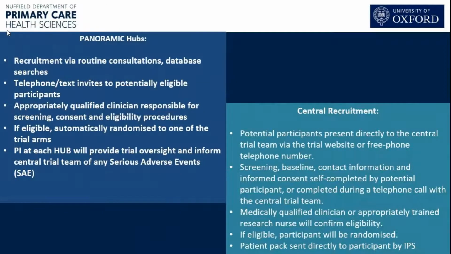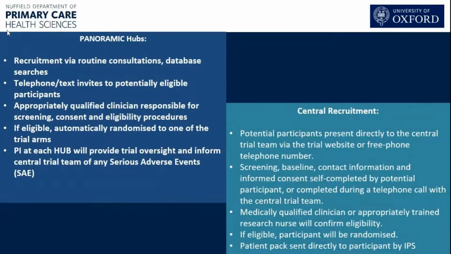So looking again at the difference between the recruitment procedures for Panoramic hubs and central recruitment. Participants at Panoramic hubs will be recruited via routine consultations and database searches. Potentially eligible participants will then be invited either by phone call or text invites, and an appropriately qualified clinician will be responsible for screening, consent and eligibility procedures. If the patient is eligible, they'll be automatically randomised to one of the trial arms, and the PI at each hub will provide trial oversight and inform the central team of any serious adverse events.